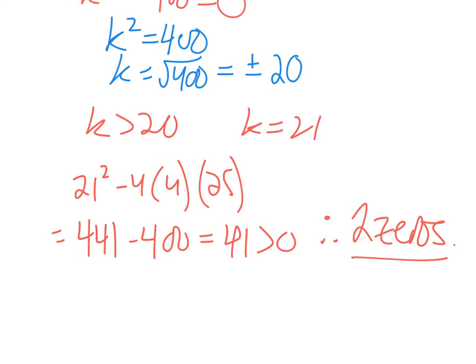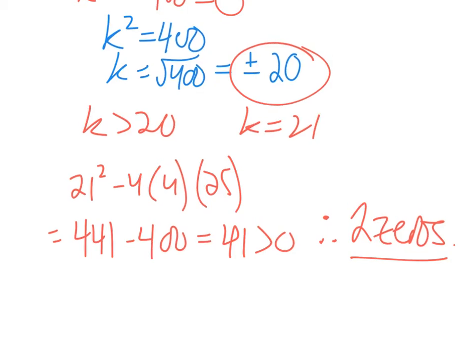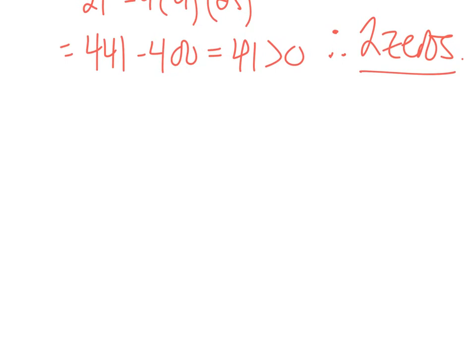And let's continue to examine k being less than negative 20, since we had two possible solutions here that equaled exactly 0. And now we need to determine when it will be greater than 0, which leads to a positive discriminant, which leads to two zeros for h at x. So let's continue with that, and let's go less than negative 20.